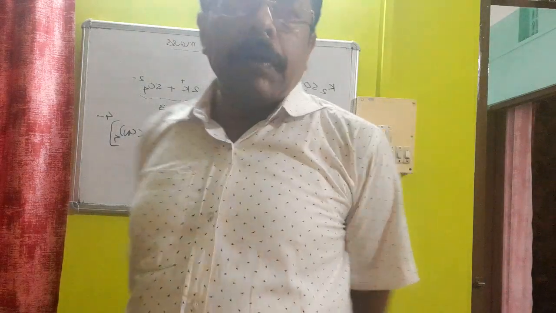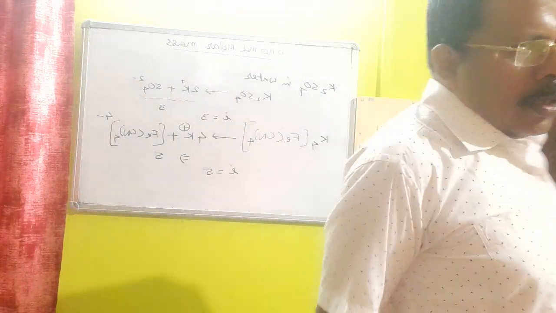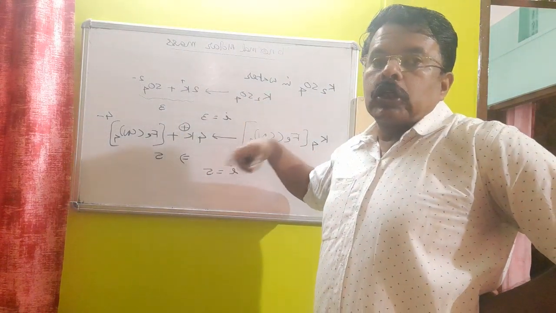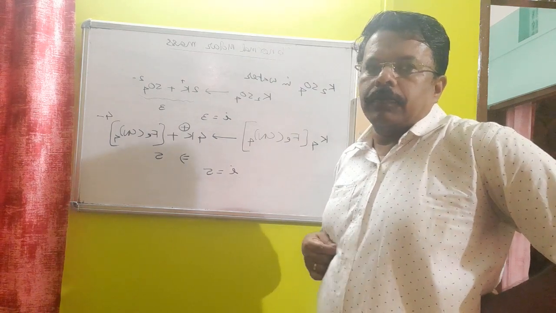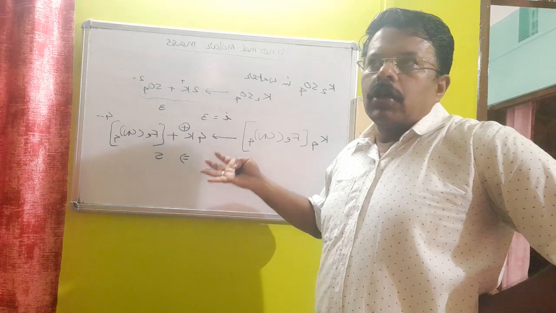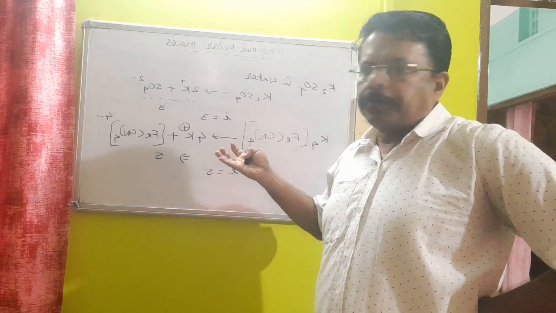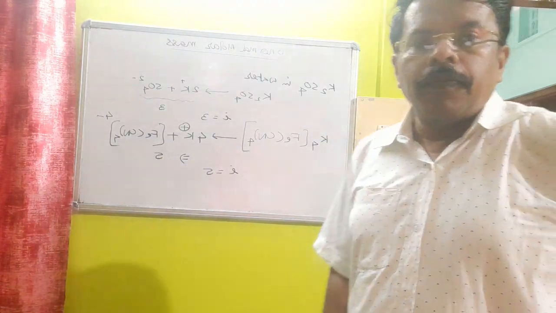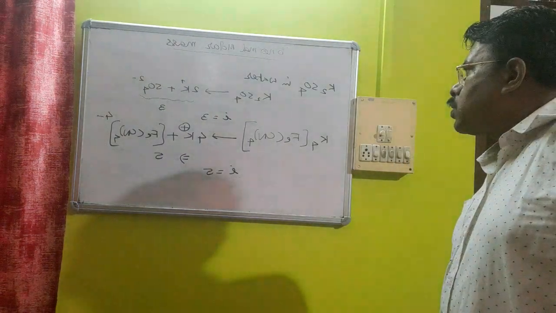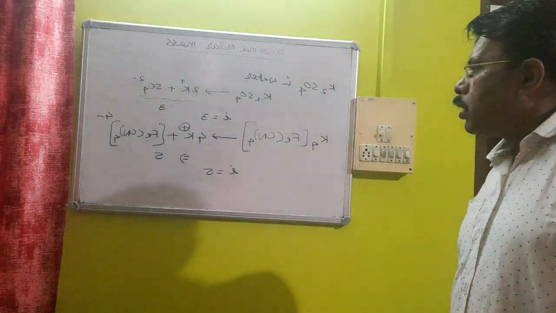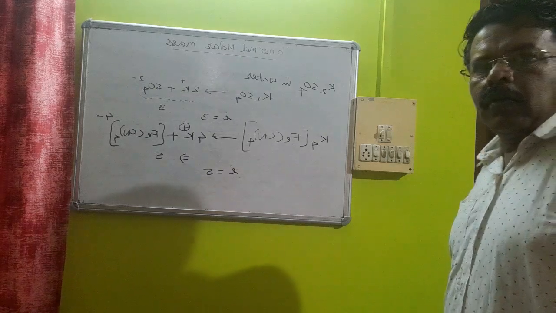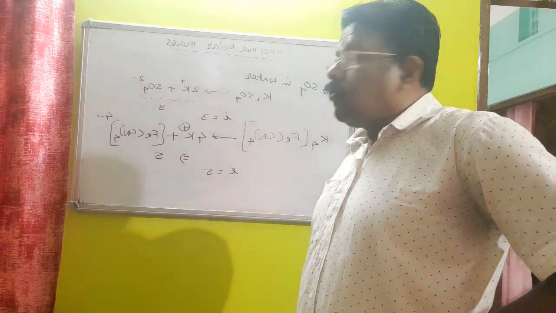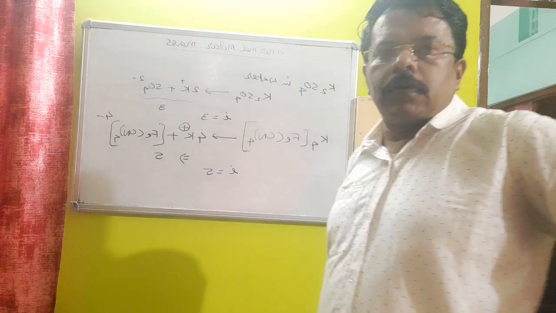But children, let me tell you one thing: this value of i that we are writing here holds if there is total or complete dissociation or association. But if it is said in the question that it is not totally dissociated or not totally associated, then the value of i will be slightly different from these values.